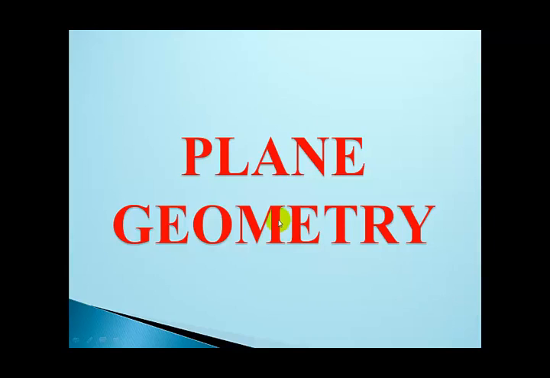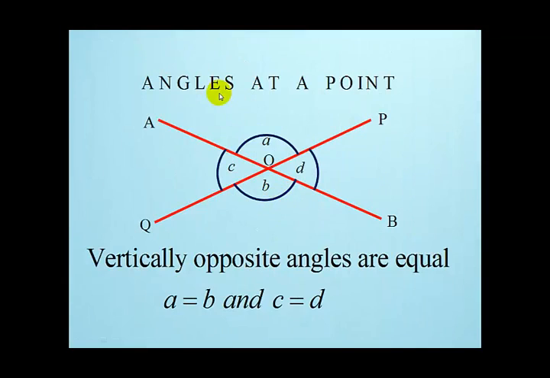This is an audio-visual presentation on plane geometry. Now let's consider angles at a point. AB is a straight line and QP is also a straight line. Now line AB and line QP intersect at the point O.